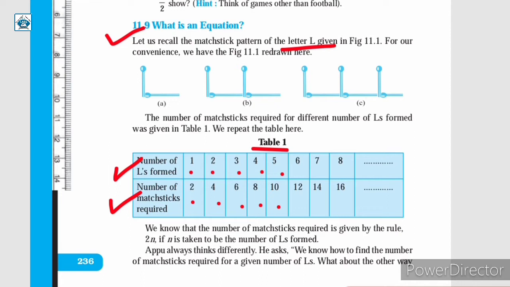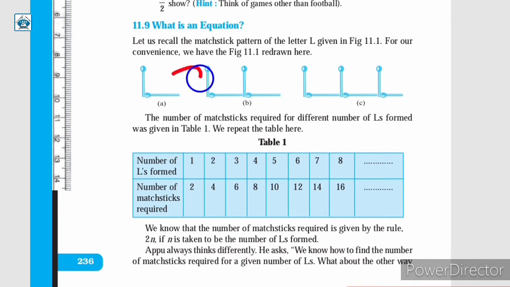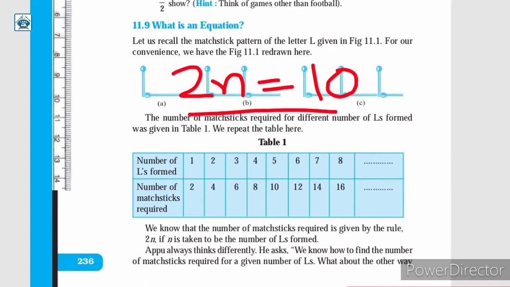If n is the number of L's that are to be formed, then 2n is the rule by which the number of matchsticks required is given. So we know that the number of matchsticks required is given by the rule 2n if n is taken to be the number of L's formed. यानी कि अगर हमें n number of L's चाहिए then 2n is the rule. So if we take 2n is equal to something, for example take the number 10. If we take 2n is equal to 10, then here we have an equation.